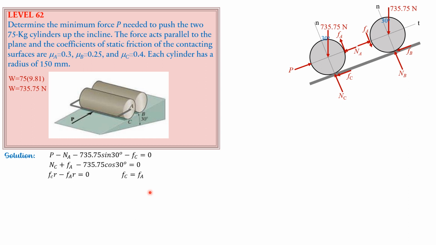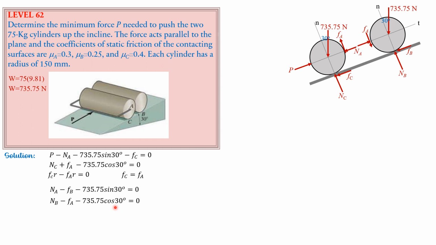Then for the upper cylinder, summation forces tangential equals 0. So you have NA minus FB minus 735.75 sine of 30 degrees equals 0. Then summation forces normal equals 0. NB minus FA minus 735.75 cosine of 30 degrees equals 0.